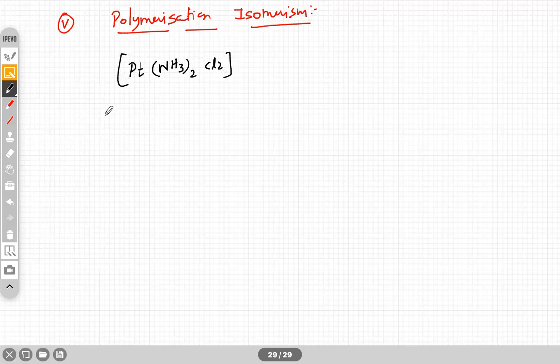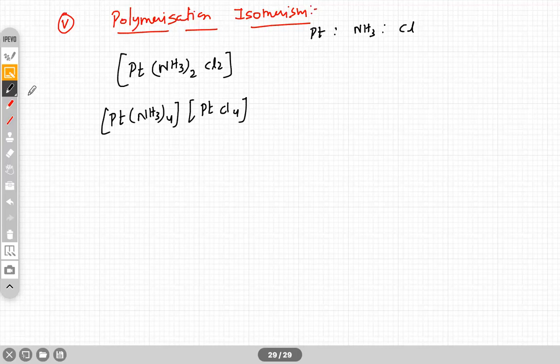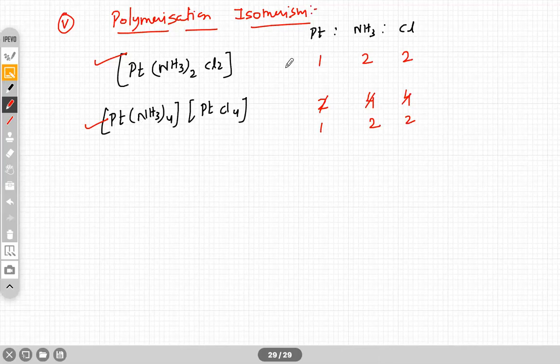For example, [Pt(NH3)2Cl2], and you see this one, [Pt(NH3)4] complex part and [PtCl4] complex part. If you see the ratio of platinum, NH3 and Cl in the two compounds, it is 1:2:2, and here it is 2:4:4, which eventually comes out to be 1:2:2. So if this ratio is the same, with different molecular formulas but the same stoichiometric composition, this compound is a polymerization isomer. Did you get it?